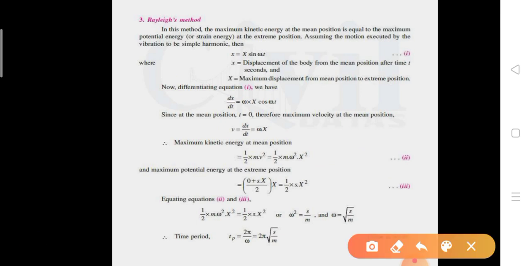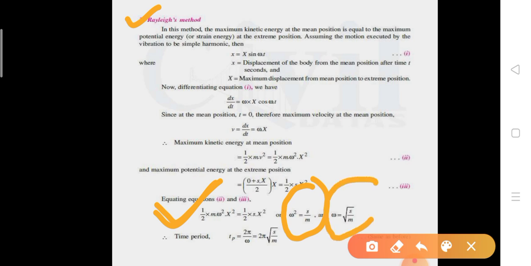Now you have the third method, that is Rayleigh's method. What you have to do in Rayleigh's method is compare the maximum potential energy of the system and the maximum kinetic energy of the system, and equate these two maximum values of potential energy and kinetic energy. Again you will get the same value, omega square is equal to k by m, or s by m.